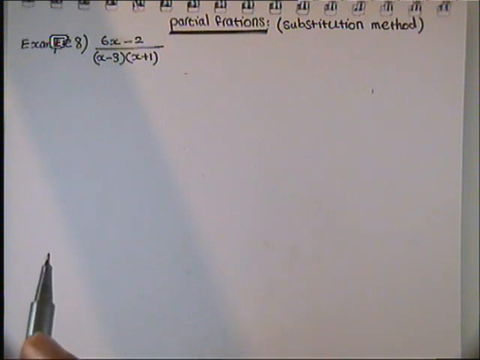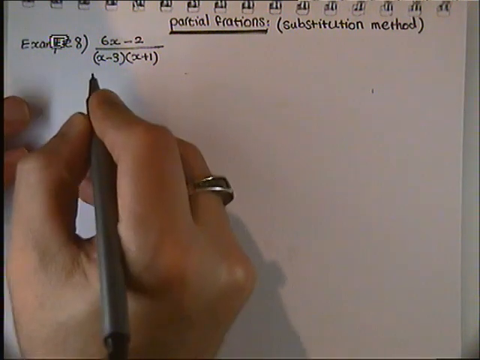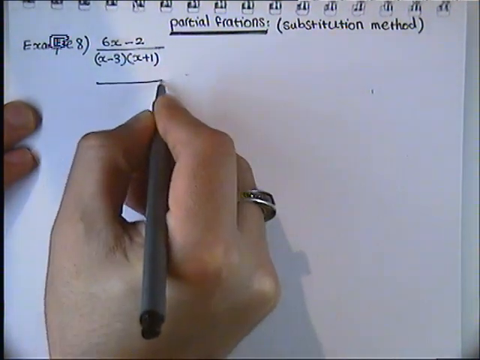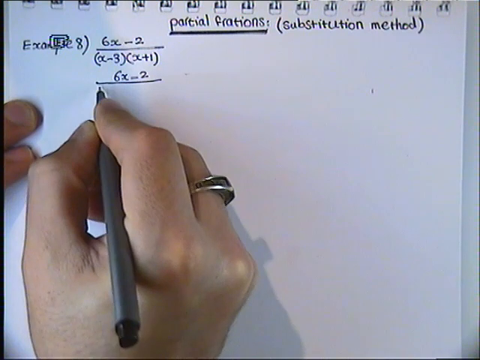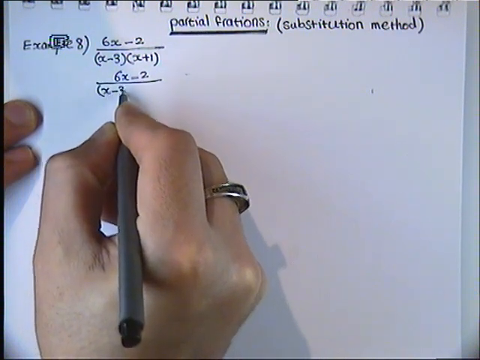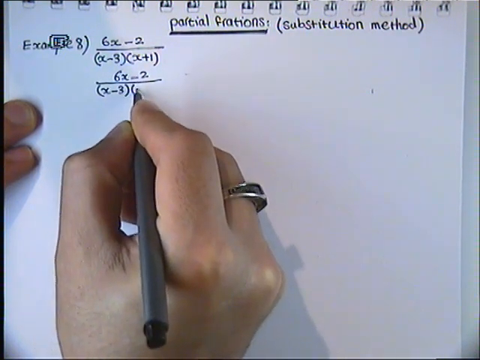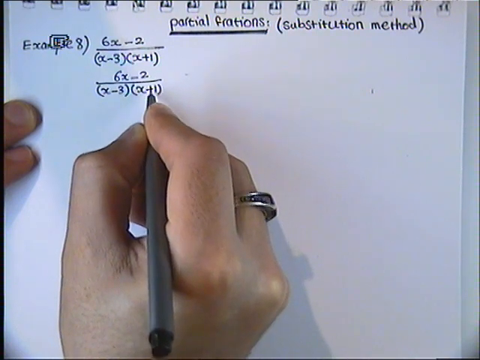There are two methods which we will learn in Pure 2. Method 1 is the substitution method, and method 2 is equating coefficients. First, let's try using the substitution method to solve this. Let's rewrite the question again: (6x - 2) all over (x - 3)(x + 1).